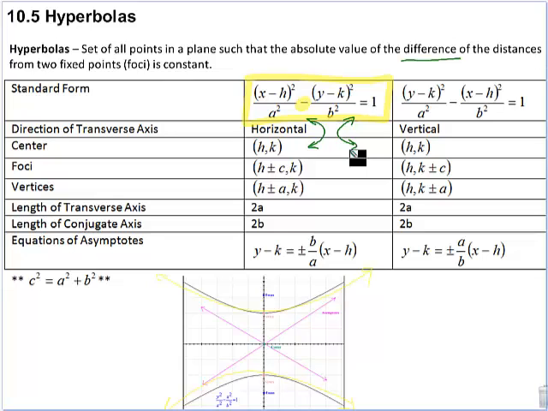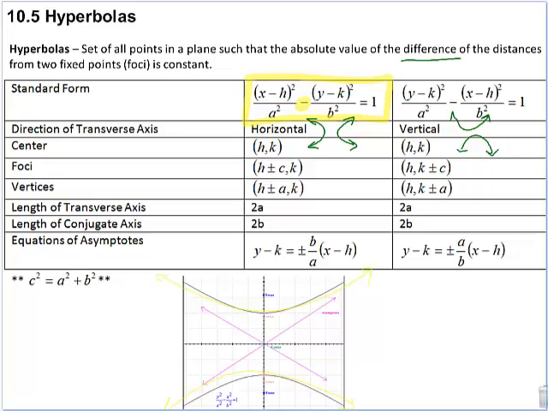The other option is that if our (y minus k) squared comes first, then we're opening up vertically. So vertical means we are opening up and down. Whatever variable comes first tells us the direction in which our hyperbola opens. If the x comes first, our hyperbola is going to open in the x direction, so left and right. If the y comes first, we're going to open up and down.